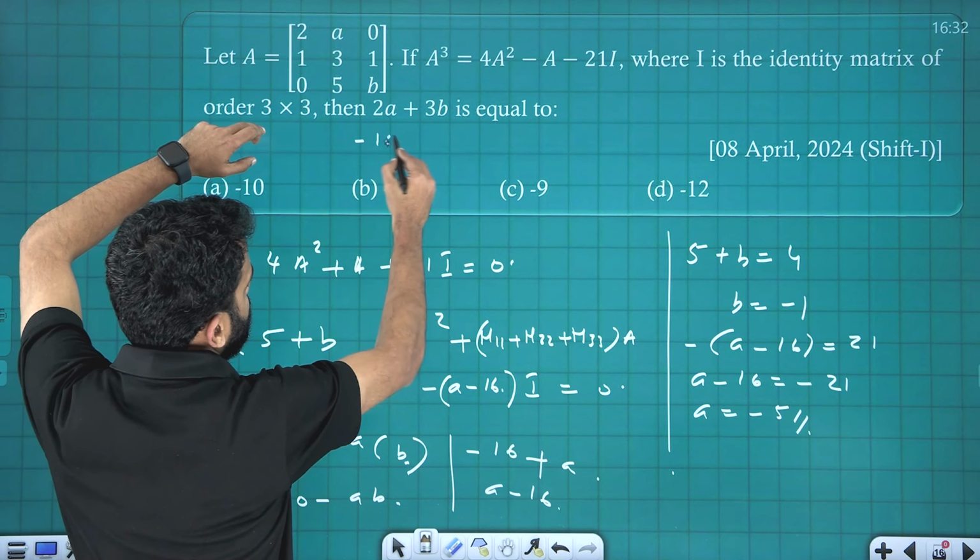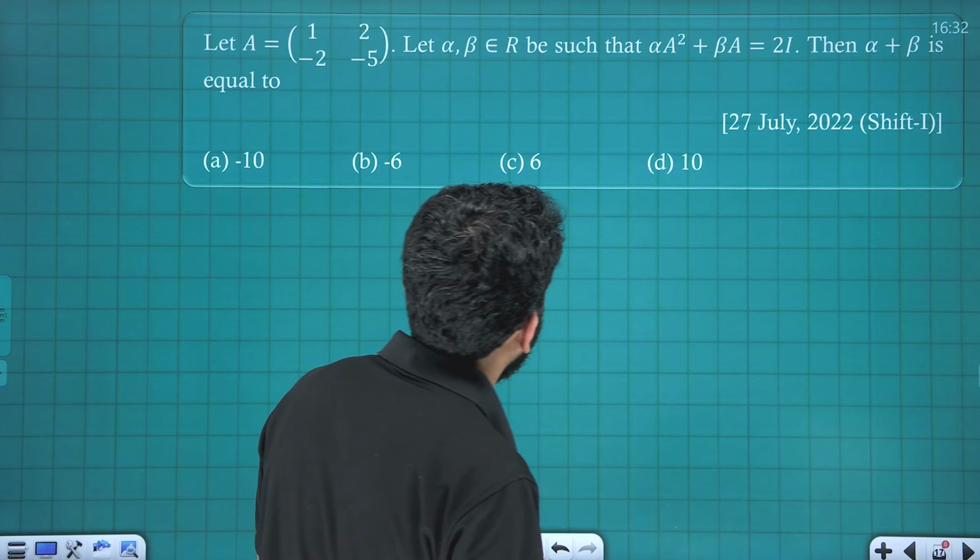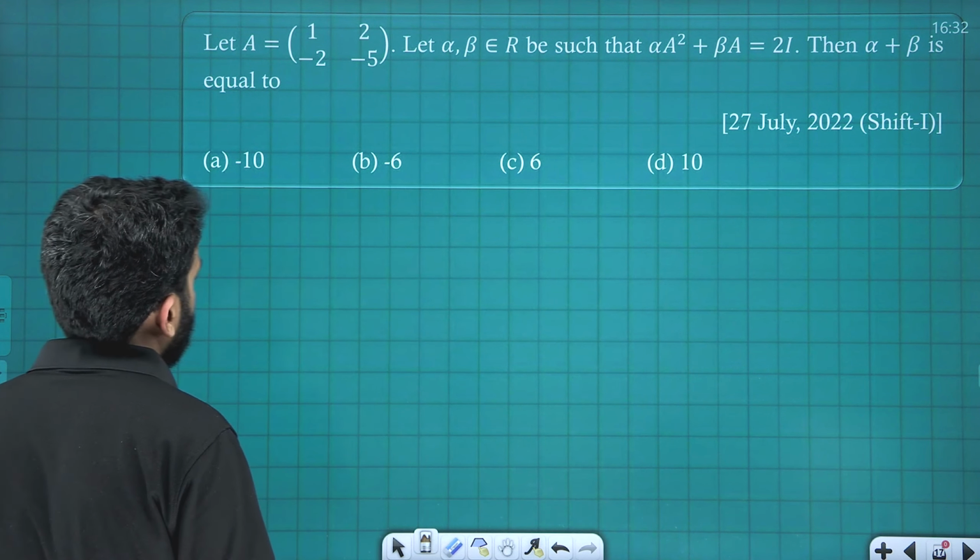So if you know this theorem and if you know how to apply it properly, it's very easy. Piece of cake. Okay, next one. Another one, very much similar to this one.